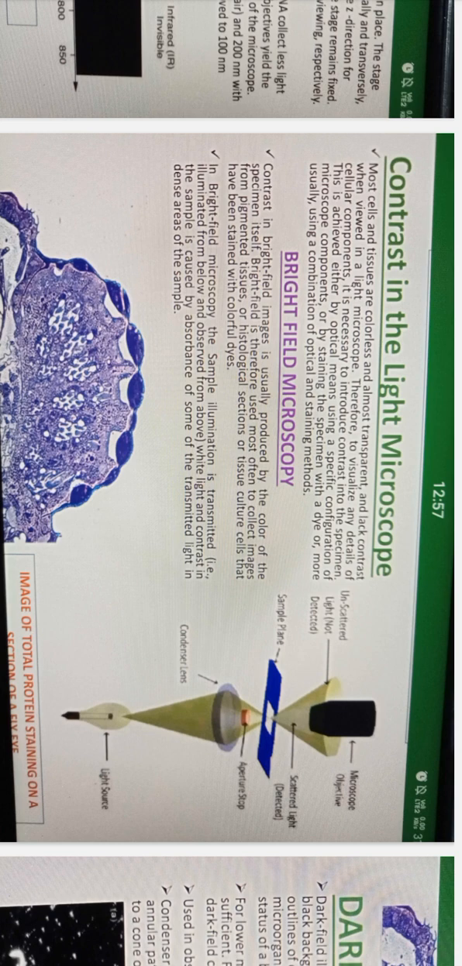So, bright field microscopy. Contrast in a bright field image is usually produced by the color of the specimen itself. Bright field is therefore used most often to collect images from pigmented tissues, histological sections, or tissue culture cells that have been stained with colorful dyes. In bright field microscopy, the sample is illuminated from below and observed from above with white light, and contrast in the sample is caused by absorbance of some of the transmitted light in dense areas of the sample.